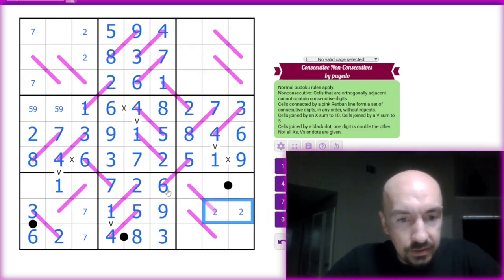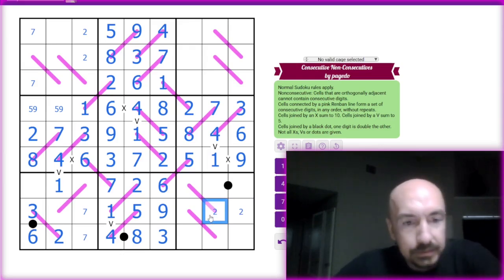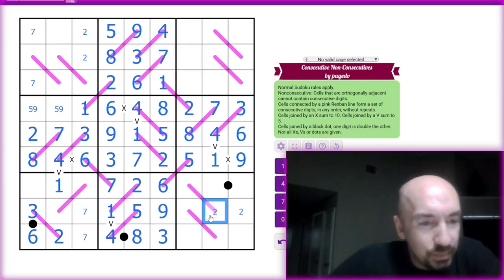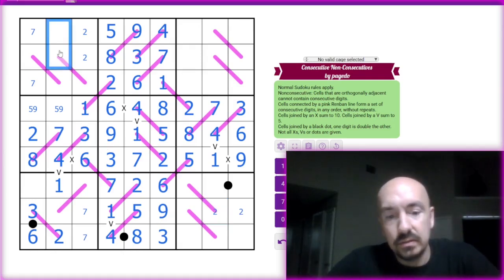Twos are here. This is a 2. This would be a 1 or a 3. Okay. That is possible. 6s.